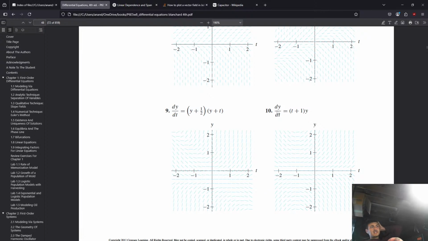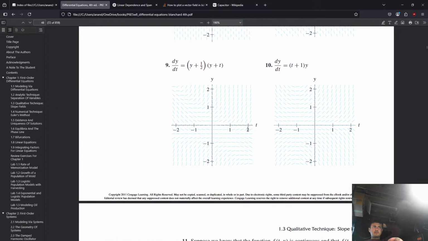This is separable, so we could actually probably figure that one out. Is this one separable? y squared plus ty, I don't think so. I don't think that's separable.